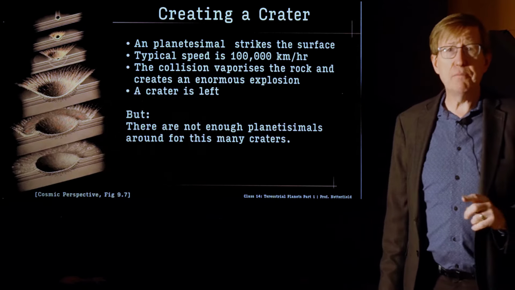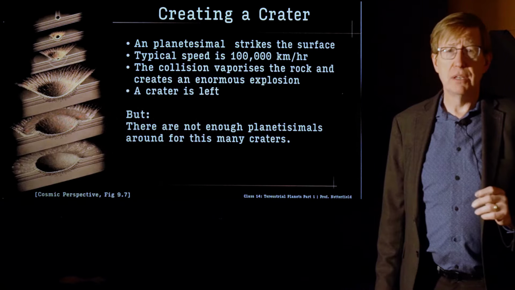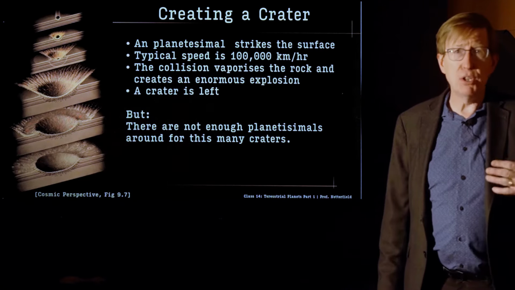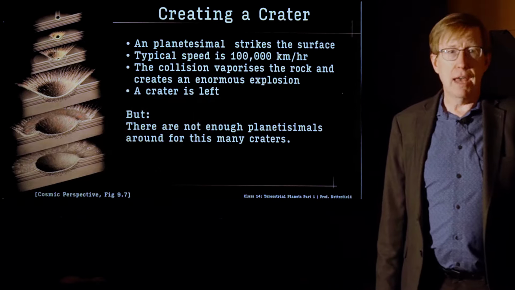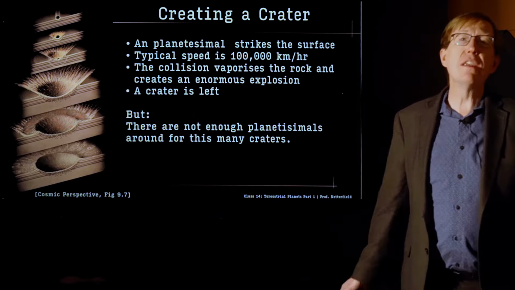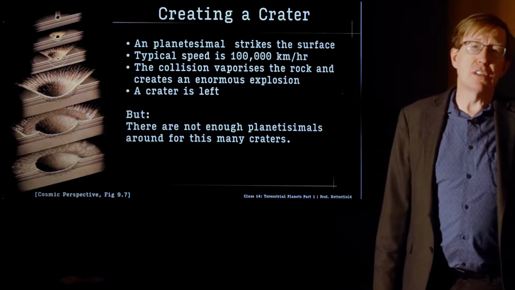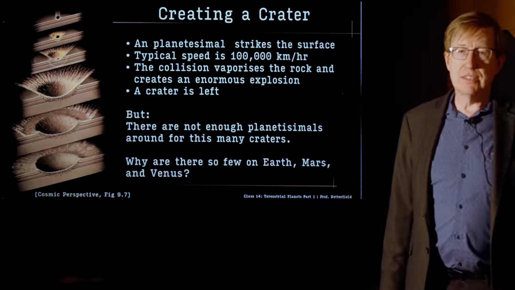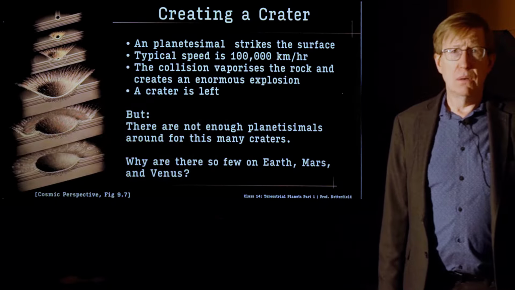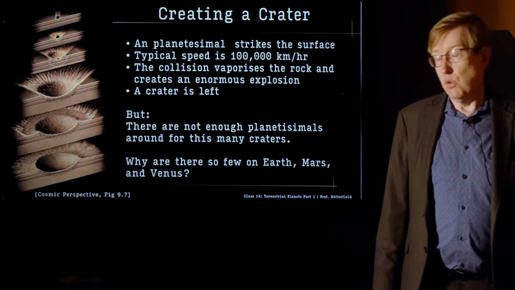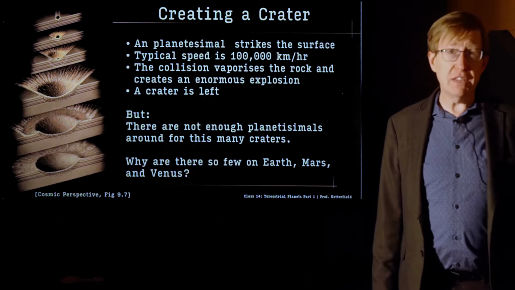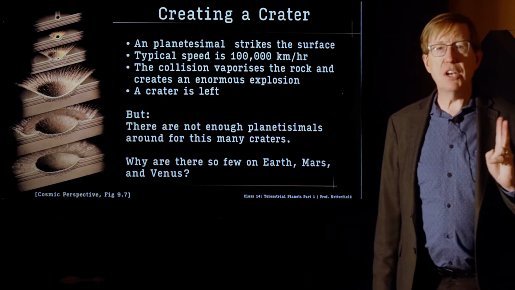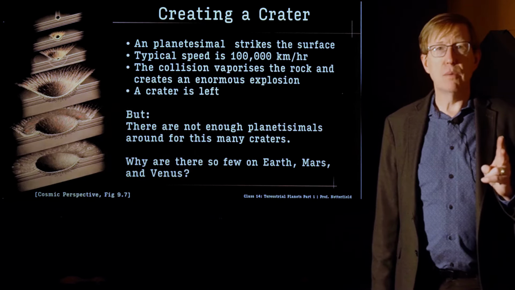There's just not enough planetesimals in the solar system to make as many craters as there are on the moon. We know the moon is only about 4.5 billion years old, and the rate of craters is nowhere near enough to make the number of craters there are on the moon. And secondly, we see all these craters on the moon and on Mercury, but we don't see them on Earth, Mars, and Venus. So those are two questions we need to answer before we go on.